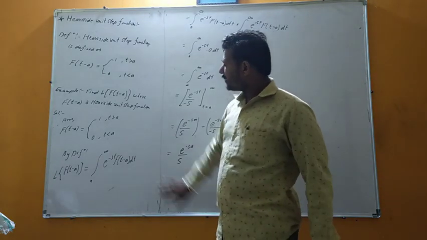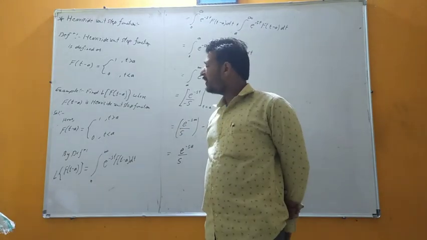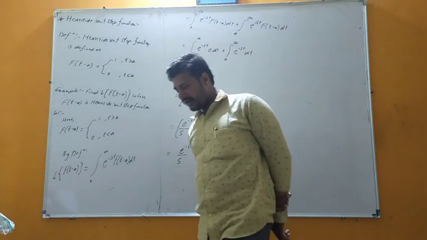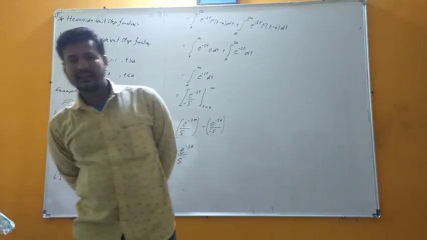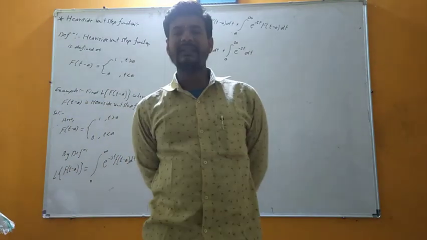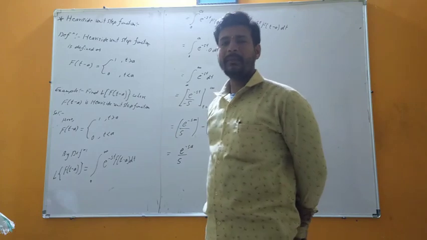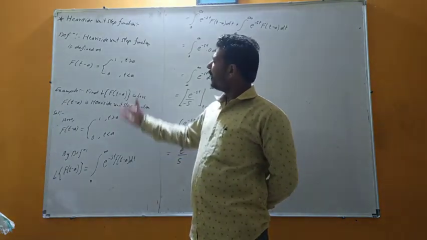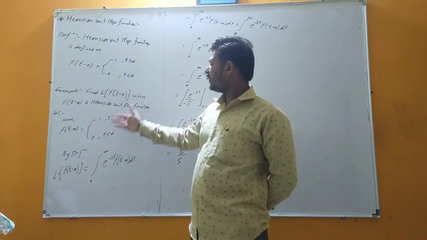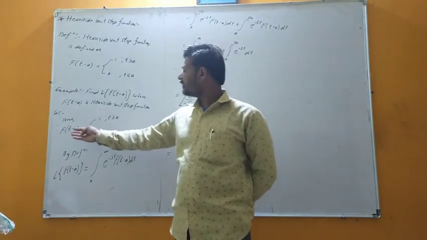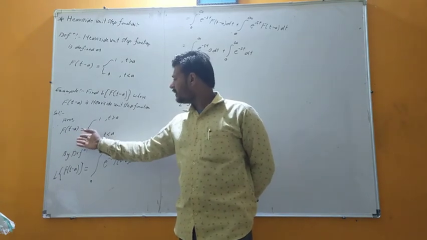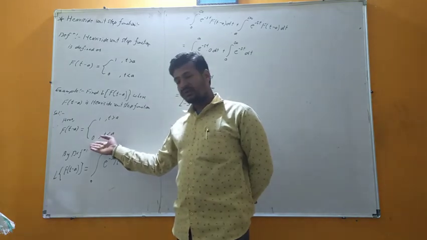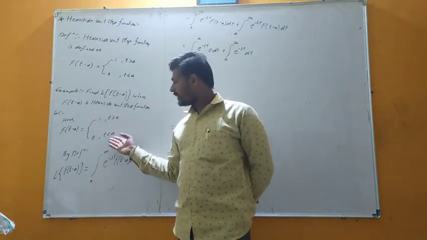Here is one example that may be asked in examination: find the Laplace transform of f of t minus a, where f of t minus a is a unit step function, that is, the Heaviside unit step function. By the definition of the unit step function, we can write that f of t minus a is equal to 1 if t is greater than a, and equal to 0 when t is less than a.